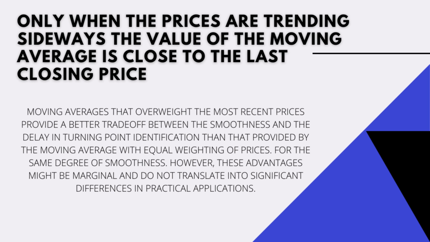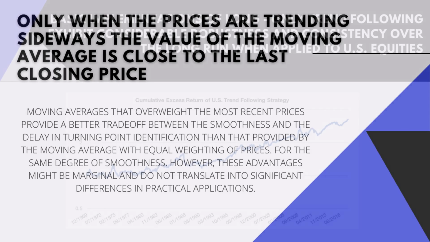simple moving average. Exponential moving average has the best trade-off between the smoothness and the delay in the turning point identification. Therefore, linear moving average and exponential moving average have some potential advantages over simple moving averages. However, these advantages might be marginal and do not translate into significant differences in practical applications.